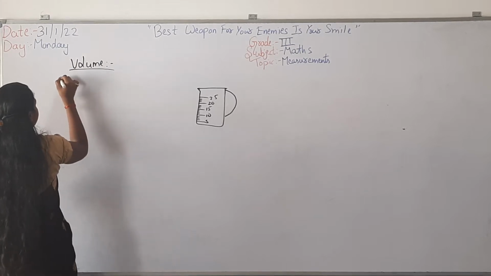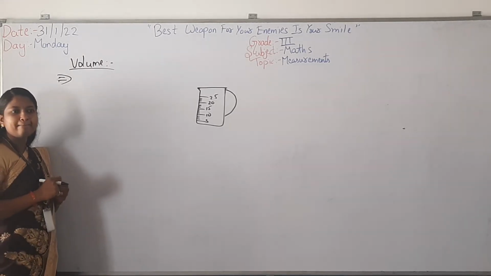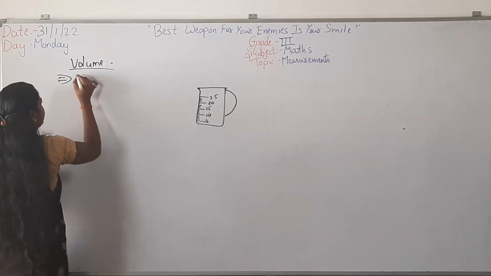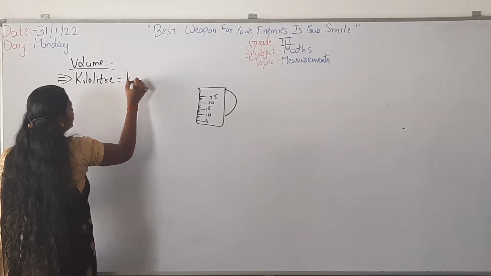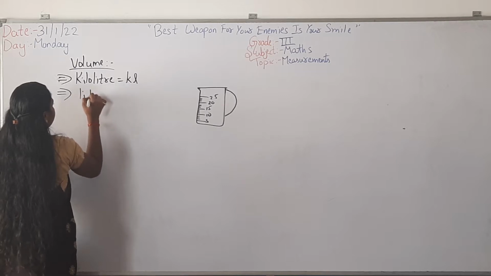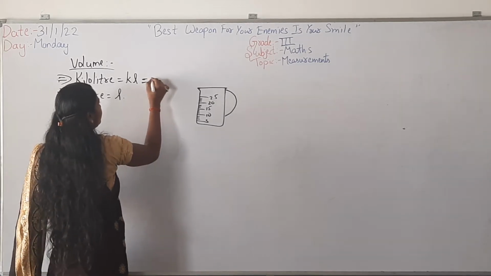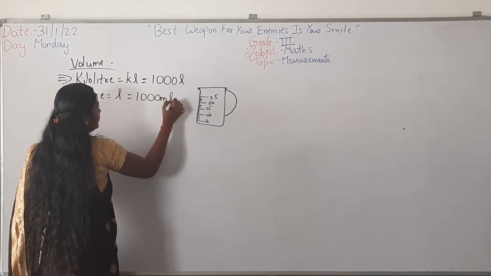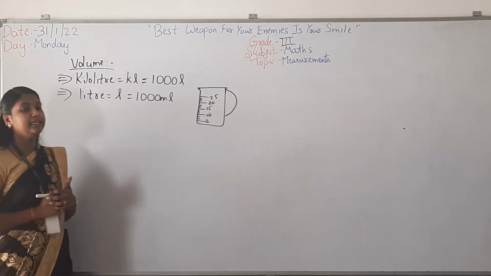So can you tell me the units for volume? Just now I told you. Liter. So we have kiloliter, that is KL, and then we have liter and milliliter. Kiloliter is equal to 1000 liter, and when it comes to liter, 1000 ml, that is milliliter. So we have only three units, that is kiloliter, liter and milliliter.